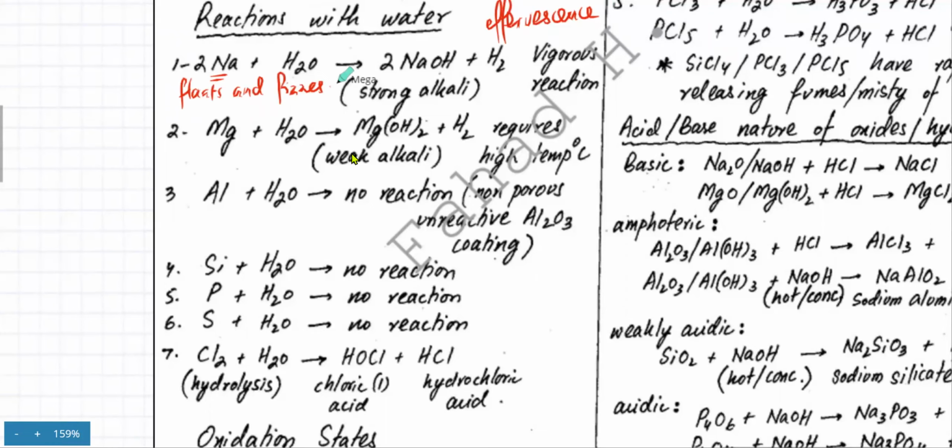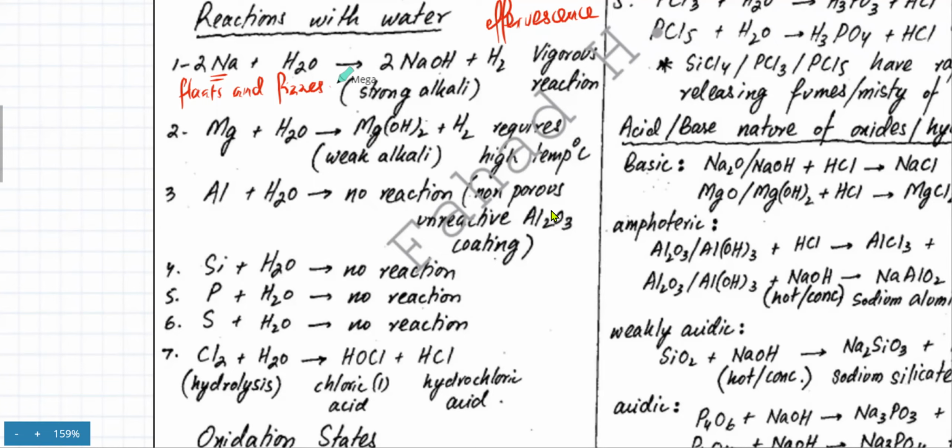Then Mg with water, the reaction of Mg with water is not an easy reaction, especially at room temperature. Mg(OH)2 and hydrogen gas are produced, but it usually requires very, very high temperatures. Aluminium absolutely has no reaction.